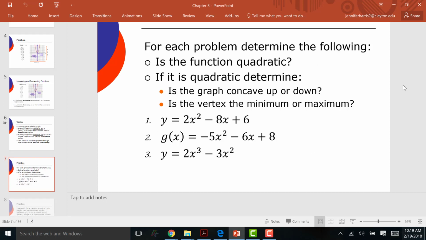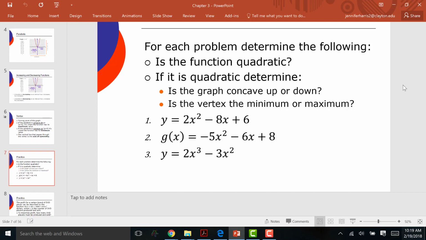Alrighty, next slide. For each one of these problems, we want to determine if it's a quadratic function. And if it is quadratic, we want to tell whether it's going to concave up or down, or whether it has a max or a min. Bullet number one, is it a quadratic function? Yes. How do you know? It's in the quadratic form. What's the main thing in order for it to be quadratic? The highest exponent has to be a 2. Does it? Yes, it is.